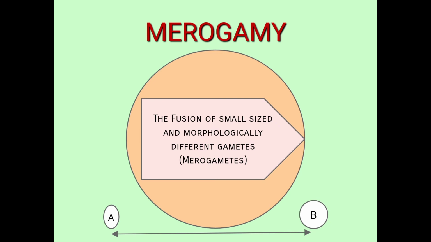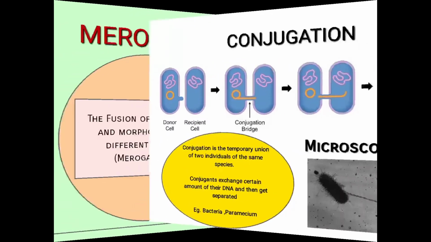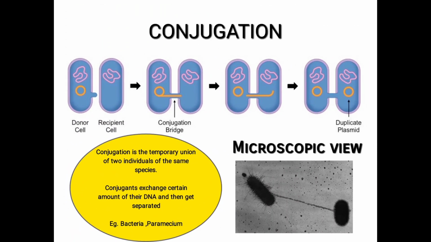Next, merogamy. Merogamy means what? The fusion of small sized and morphologically different gametes. So here the gametes will be very small, and they will also differ in their morphology, in their structure. So A is different, B is different. So this is known as the merogamy process. And now we have finished all these kinds of syngamy. It's very easy for you to understand, right? So now we will move on to the next type, that is the conjugation process.